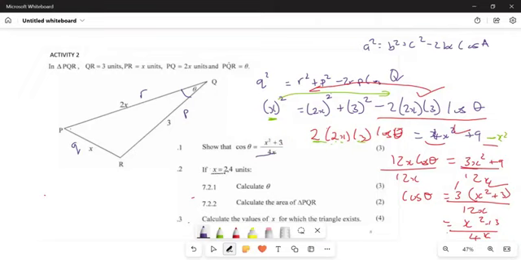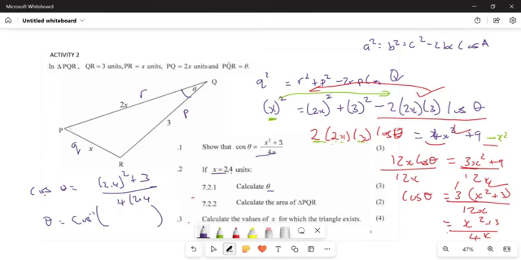They say if x is equal to 2,4, calculate what theta is going to be. That's 3 marks. We already know what cos of theta is. Everywhere we see x, we're going to put 2,4. So we have 2,4 whole squared plus 3, all over 4 multiplied by 2,4 again. Then theta is going to be equal to the cos arc of this thing here.